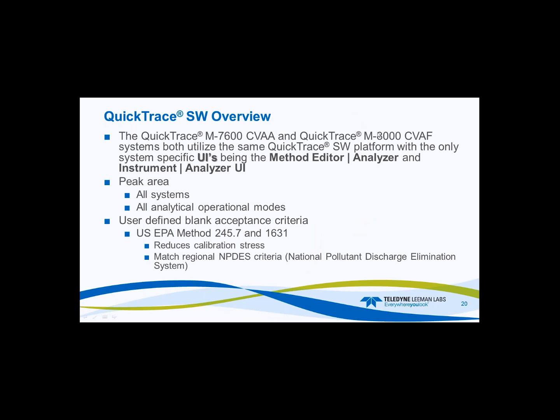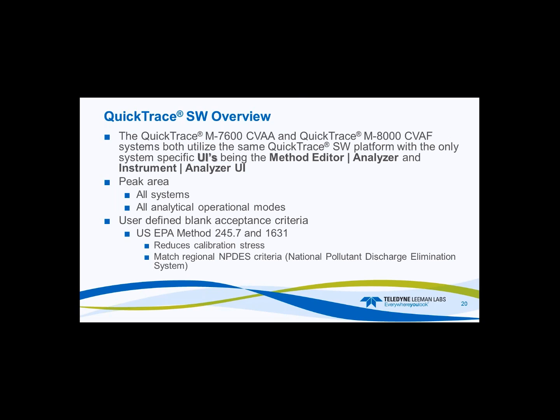Never mind. So the QuickTrace M7600 and the M8000 atomic fluorescence, they both utilize the QuickTrace software platform. The only differences between the software is a couple of UIs. So the method editor, analyzer section, and the instrument analyzer UI. Those are a little bit different, and then also specify hardware, and so there's slight differences, but the software basically functions the same. So if you have either system, then you're very familiar with the software.